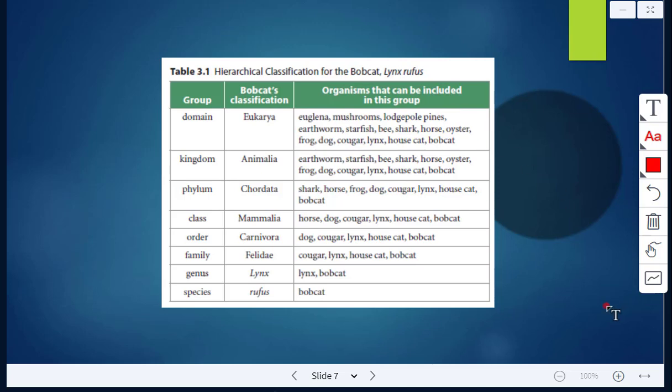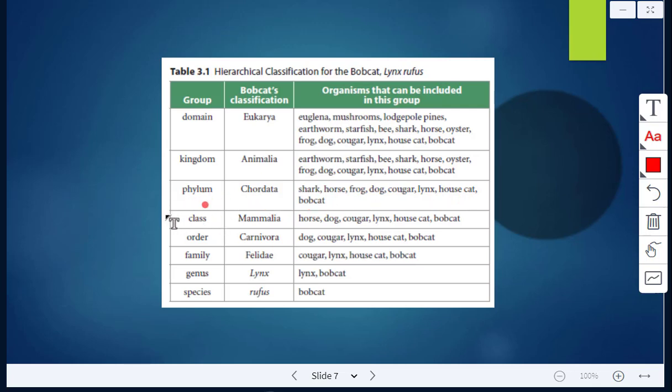Then we get more specific. So its kingdom is now Animalia. And then on the right here, we can see other organisms that can still be included in that group, such as earthworms and sharks and bees. So we have to keep going. And next is phylum. So the phylum now is Chordata. And we can see now which organisms are included here. The shark's still here, horse, frog, dog, and so on.